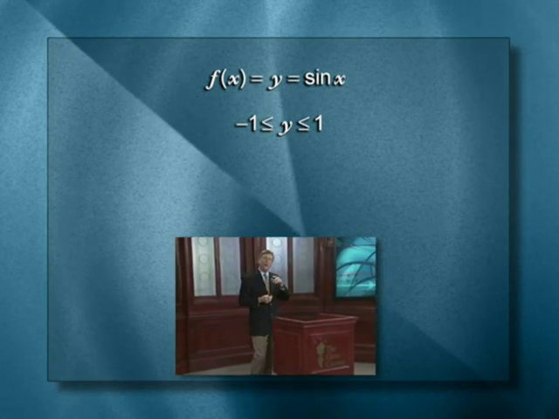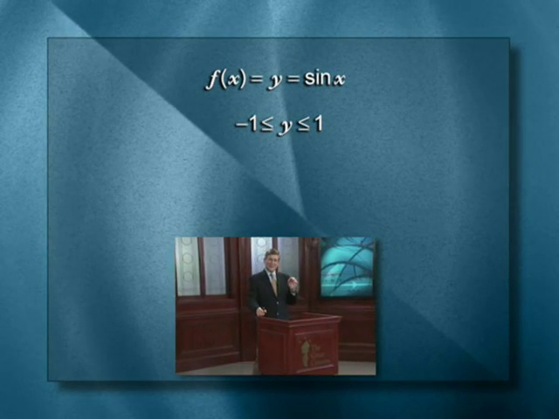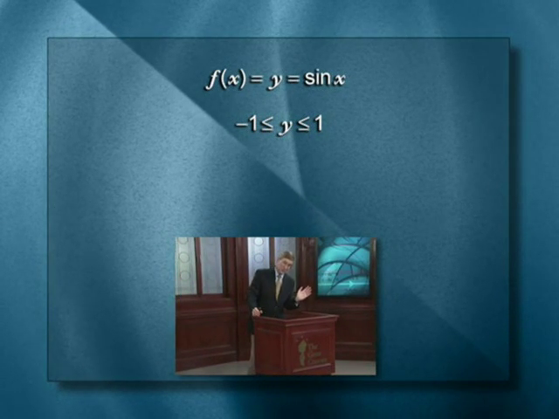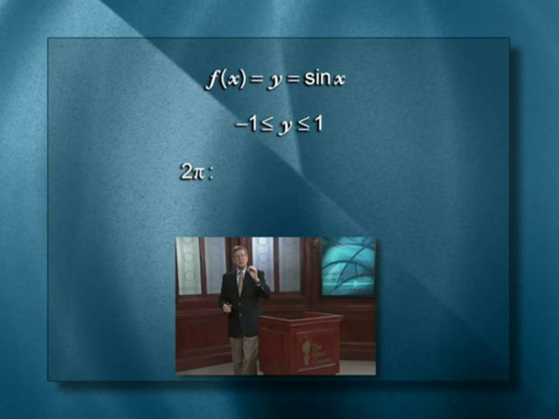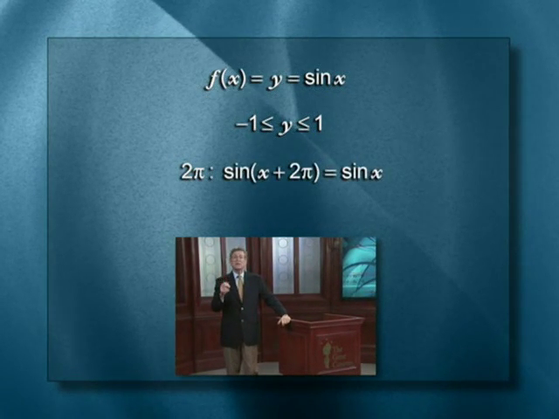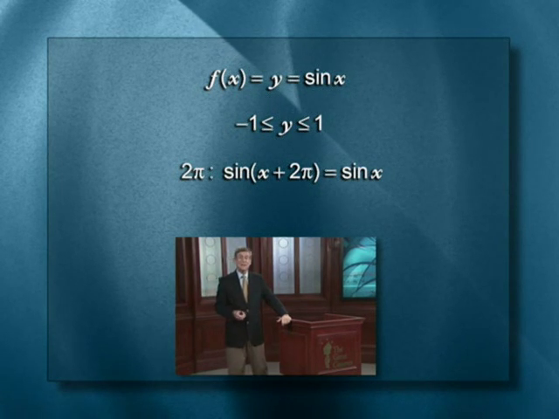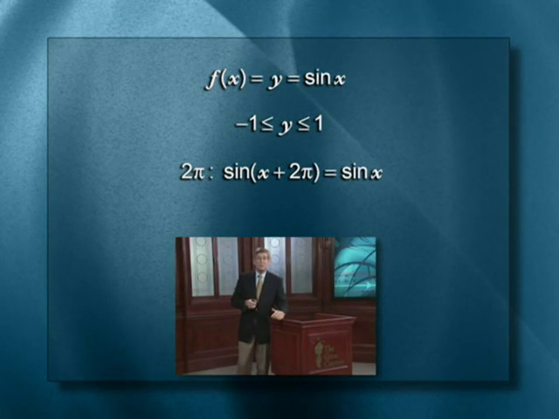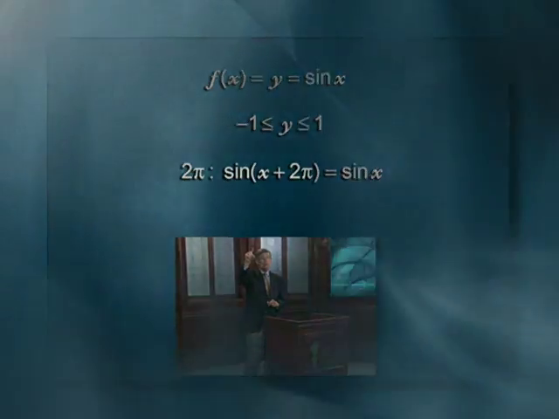And also recall that periodicity. The sine function and the cosine function are periodic with period 2 pi. By that I mean sine of x plus 2 pi is equal to sine of x. Because if you're at some angle x and you go all the way around 2 pi radians or 360 degrees, you're back to where you started from, so the sine value will be the same.